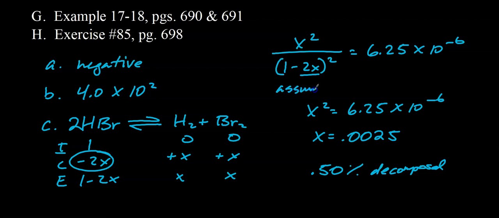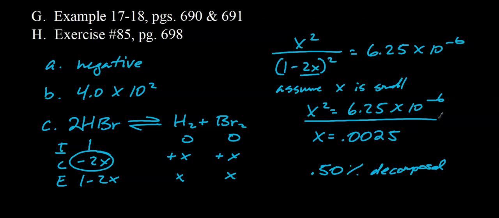So what I did here is I assumed that x is small. And by assuming x is small, that greatly simplifies my setup. So I get x squared over 1 squared, just 1, is equal to Kc. Solve for x, we get 0.0025. Again, this is not a percent.